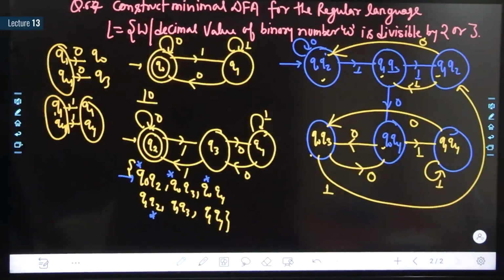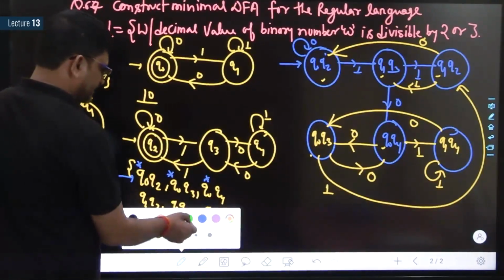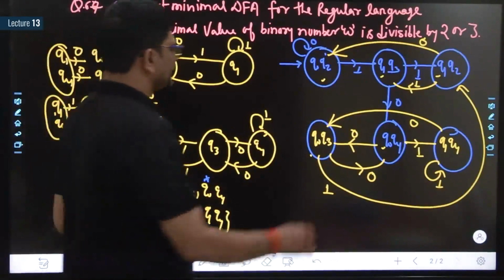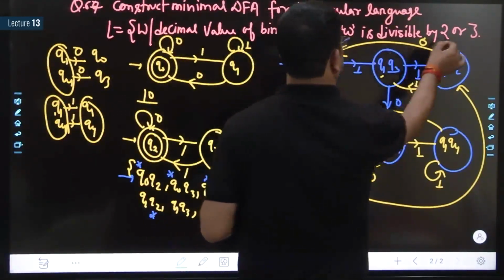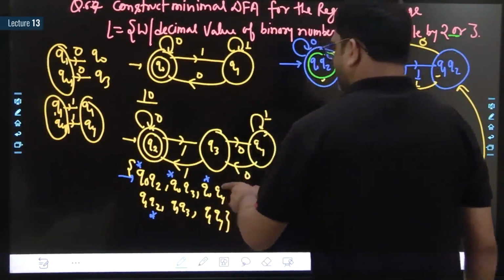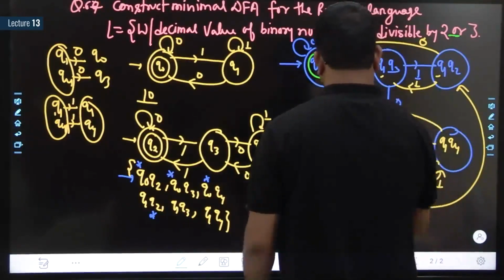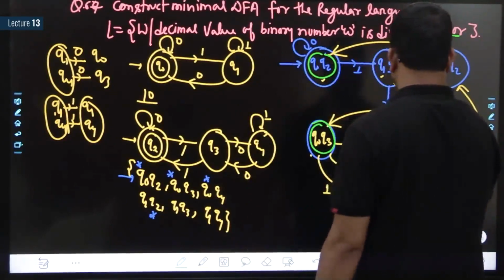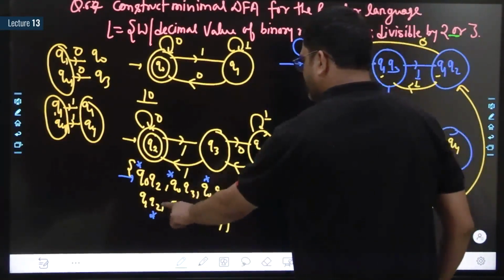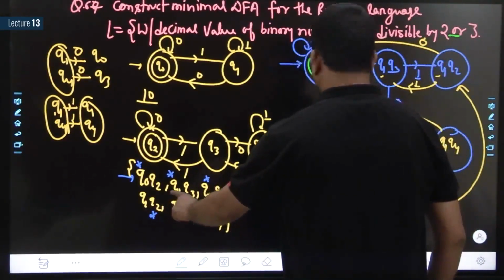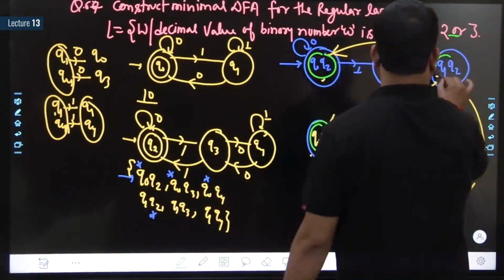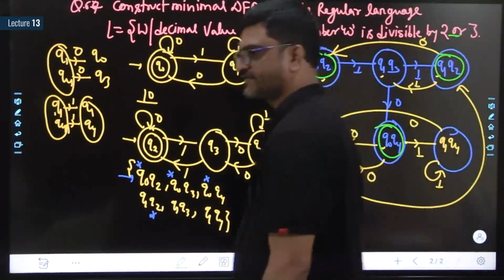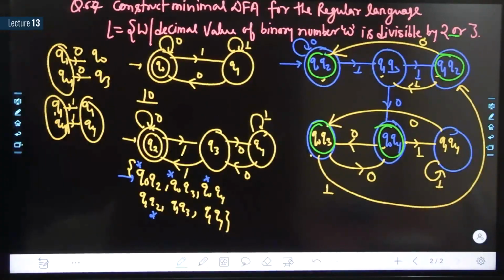Now, what are the final states? In case of OR, Q02 is final, Q03 is final, Q04 is final. Q12, where is Q12? This is final. 4 states are final.